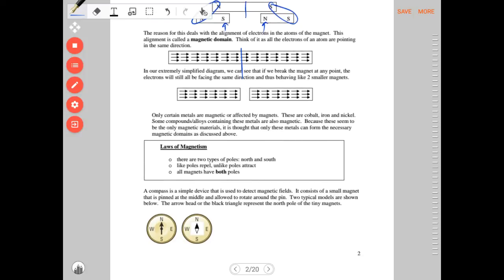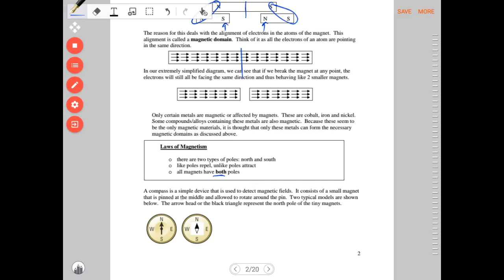Now, there are 3 laws of magnetism. There are always 2 types of poles, north and south. Like poles repel, unlike poles attract. So 2 south poles will repel each other, 2 north poles will repel each other, and a north and a south pole will attract each other. This isn't really new. We've talked about this before, but that's the idea. Now, of course, all magnets have both poles. You can't separate them. It doesn't work that way. Just remember the picture of the magnetic domains above. You always have the arrows or the alignment pointing in one direction, so you have north and south poles.